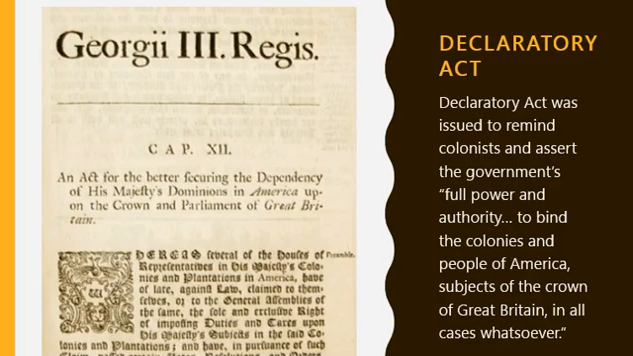So in 1766, the British Crown sort of gives in, and they issue something called the Declaratory Act. And what it says is we have the full power and authority to bind the colonies and people of America, subjects of the Crown of Great Britain, in all cases whatsoever, which is basically saying we might be giving you what you want right now, and we are giving you what you want. They do repeal the Stamp Act. They say, but don't forget that you're a colony of the Crown.